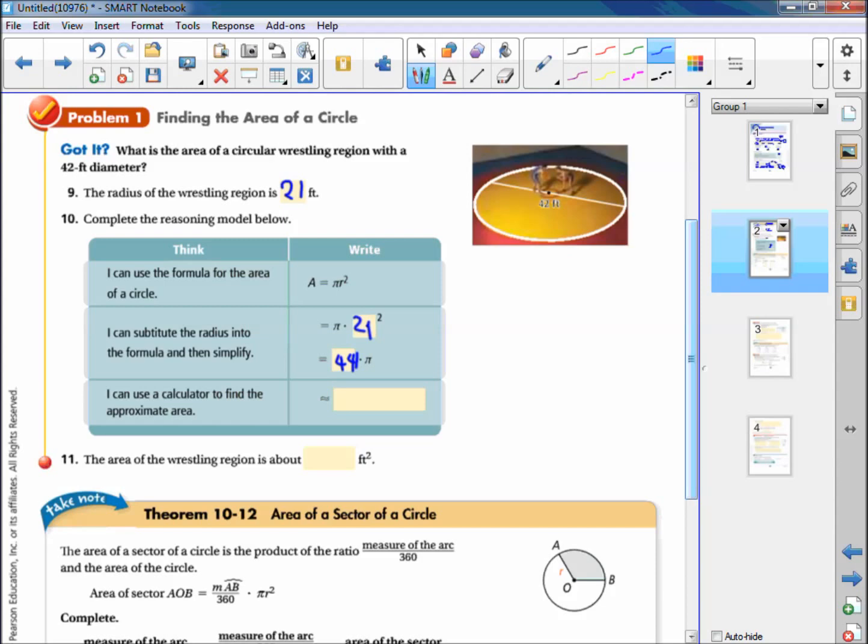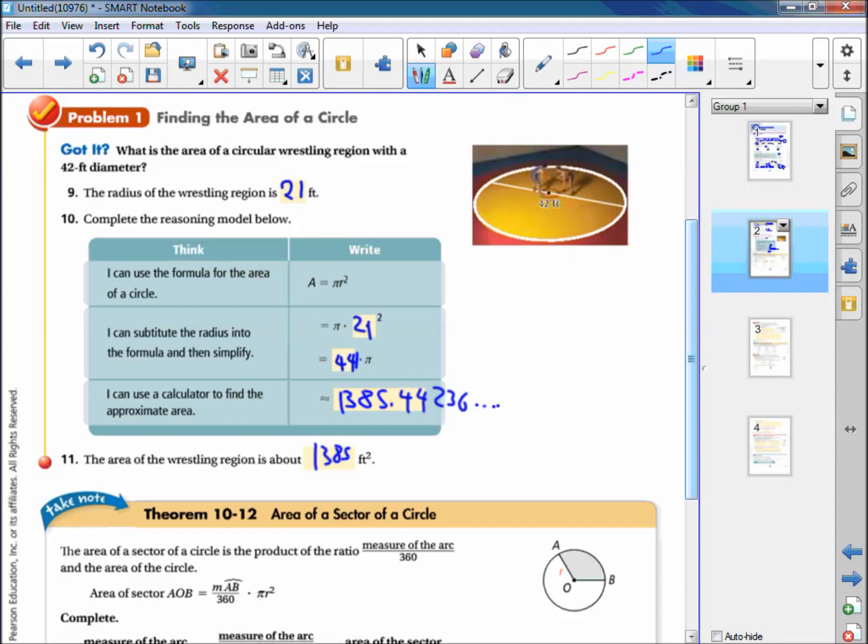So that's our exact answer. And then we can use a calculator to estimate that. So that would be about 1385.44236. And we're going to round that to the nearest foot squared, so this will be about 1385 feet squared.